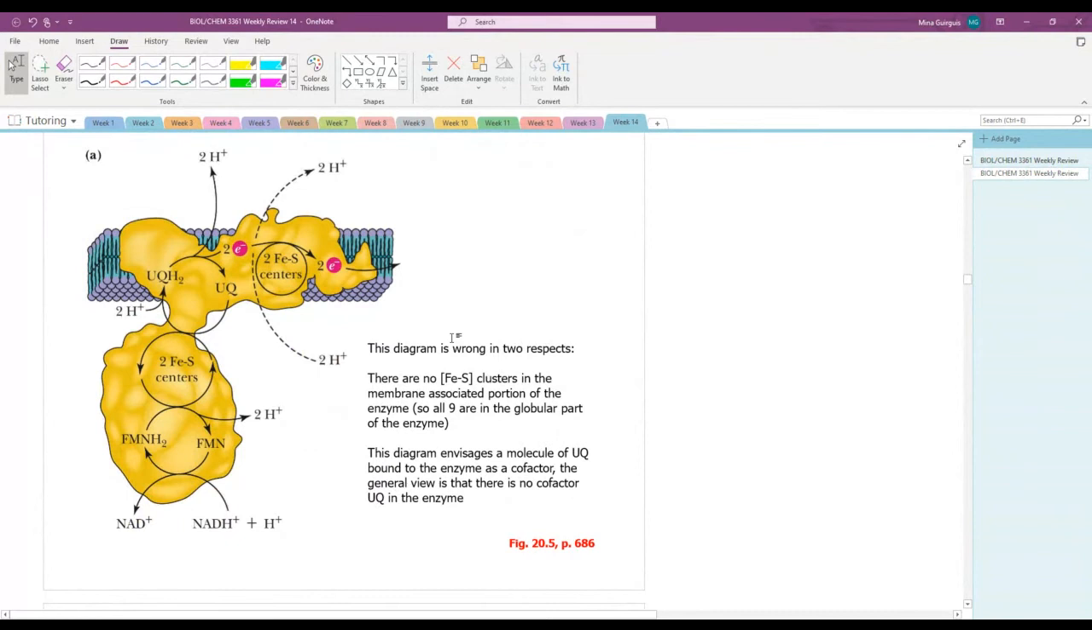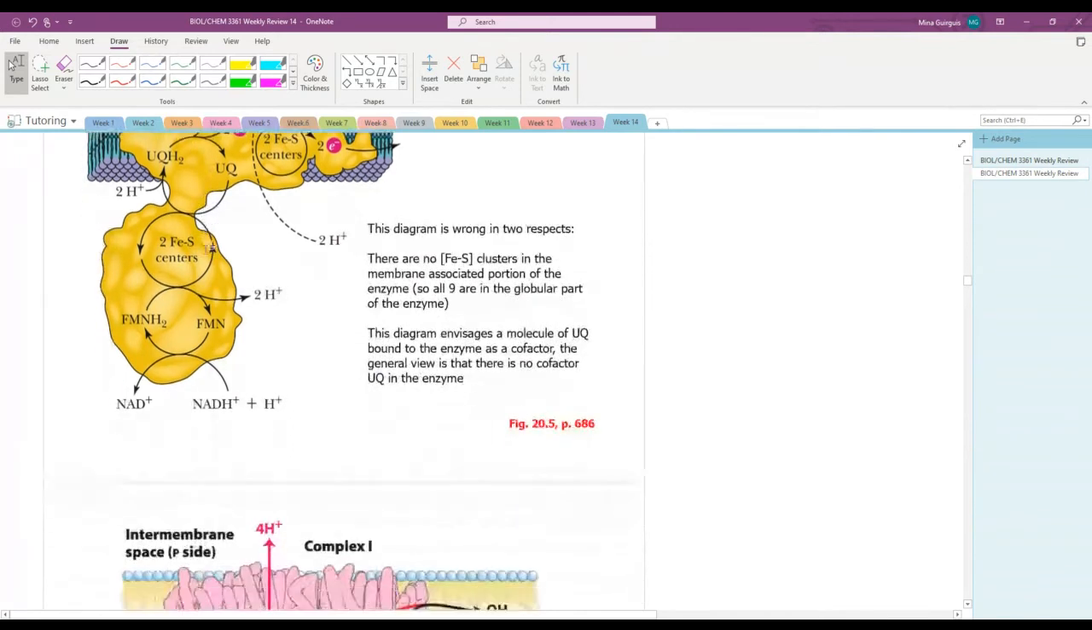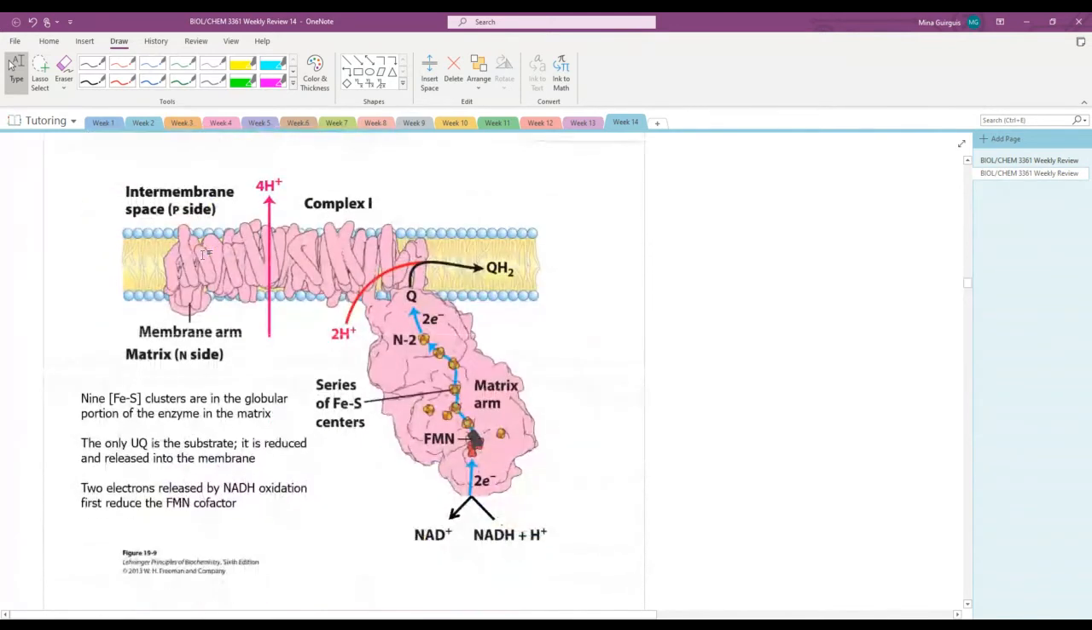So it's important to recognize that this is just a model. The reason that's important is because there are no iron sulfur clusters up at the top. They're all in this part down here, all 9 of them. And the second reason it's important to recognize this is just a diagram is that it makes it seem like your coenzyme Q is inside this complex. It is not. Okay? All right.